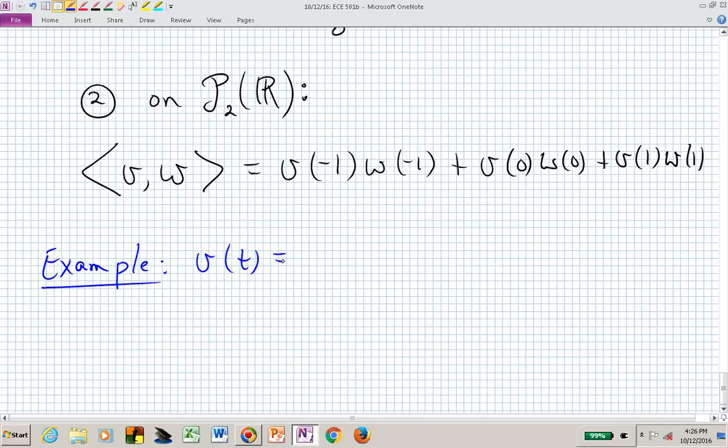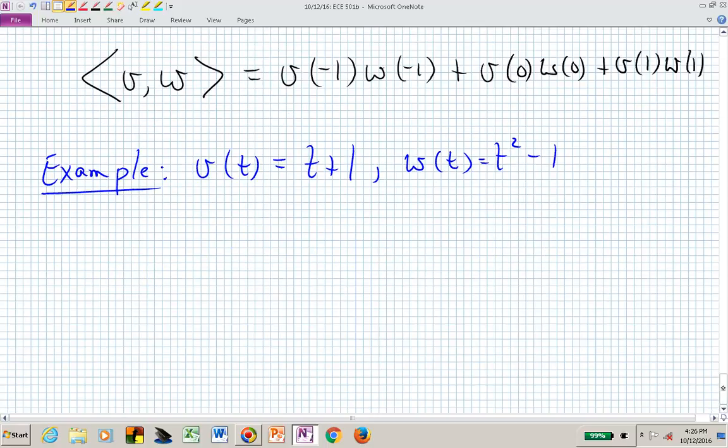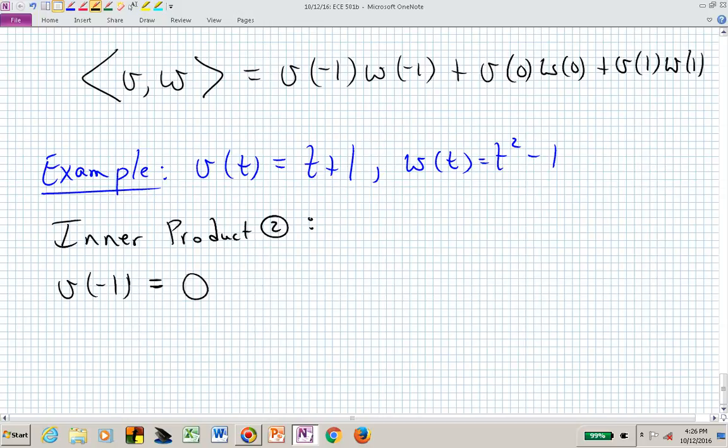Suppose that somebody gives us v of t is t plus 1, and that's in the vector space of second order polynomials. And let's say that our vector w of t is t squared minus 1. And let's go ahead and use that most recent inner product that we just defined, inner product number 2. Then we can look at v of minus 1. What's that equal to? That's 0. What's v of 0? That's 1. And what's v of 1? That's 2.